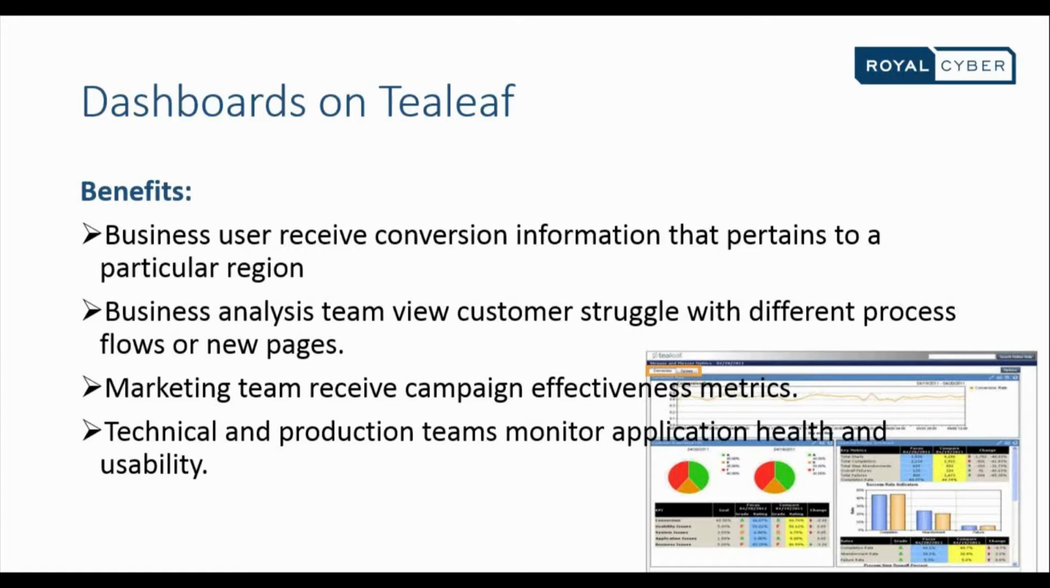Typical examples include business users receiving conversion information that pertains to a particular region, or a business analysis team viewing customer struggles with different process flows or new pages. The marketing team receives campaign effectiveness metrics, or the technical and production team monitors application health and usability. So the dashboard may contain other ongoing analytics tools by combining events into business processes and KPI scorecards.